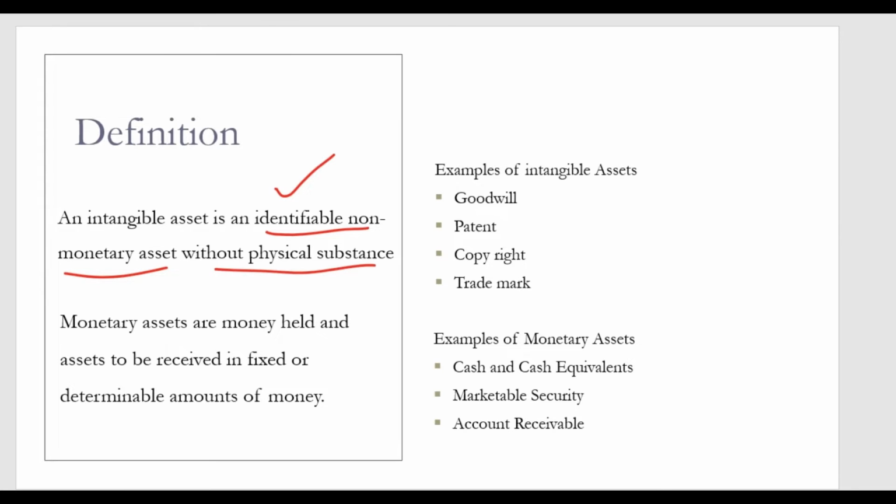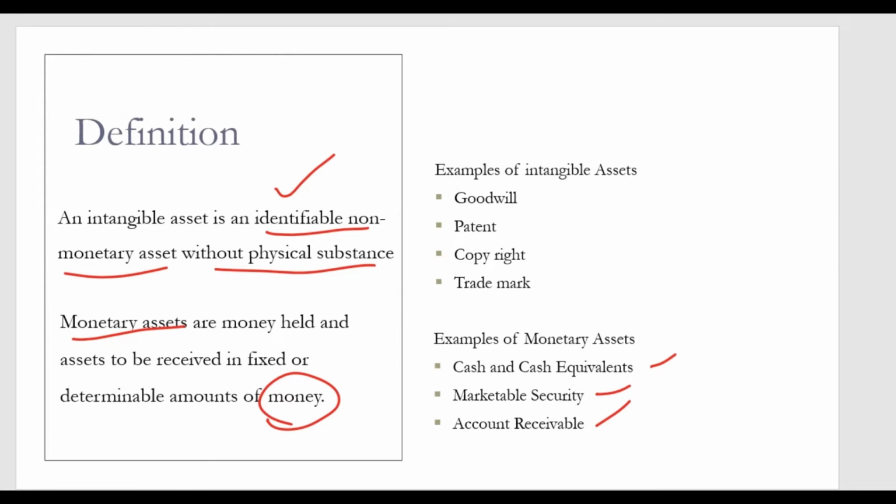And the other one, it is a non-monetary asset. Before this, let's define monetary asset. Monetary asset is an asset or money held, or an asset to be received, in fixed or determinable amounts of money. For example, cash and cash equivalents, marketable securities, and accounts receivable are monetary assets. So intangible asset is not a monetary asset.